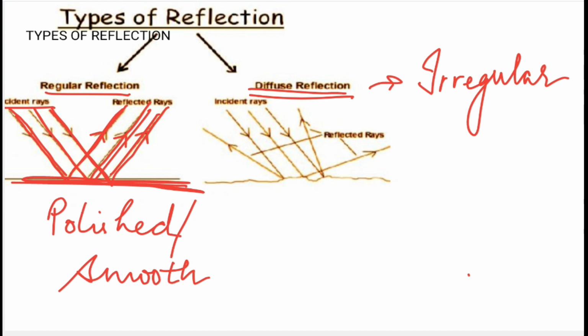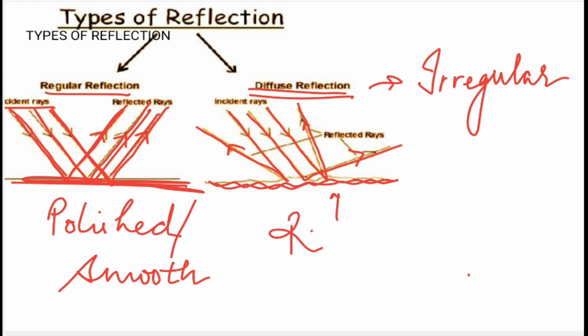In such a case, we have irregular reflections. As you can see from here, this light ray is coming and going back in this way. This light ray is coming and going in this way. Here a light ray is coming and it is going in this way. Why has it happened so? It all depends upon this surface. As you can see, this surface is rough. So when we have a rough surface, which type of reflection do we have? Diffused reflection.